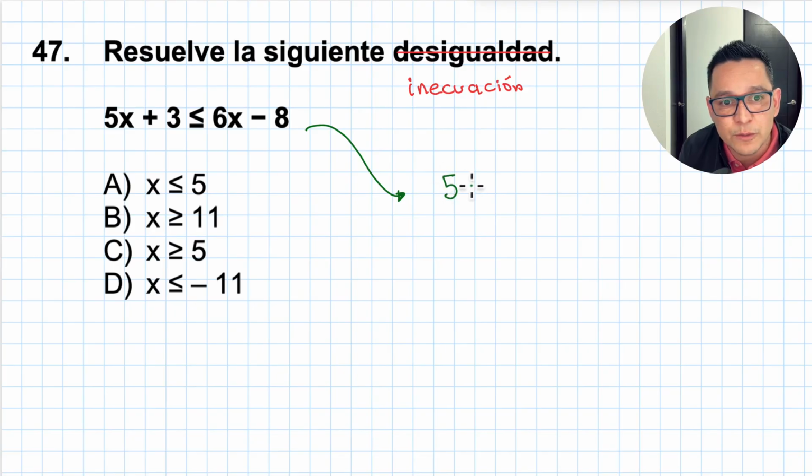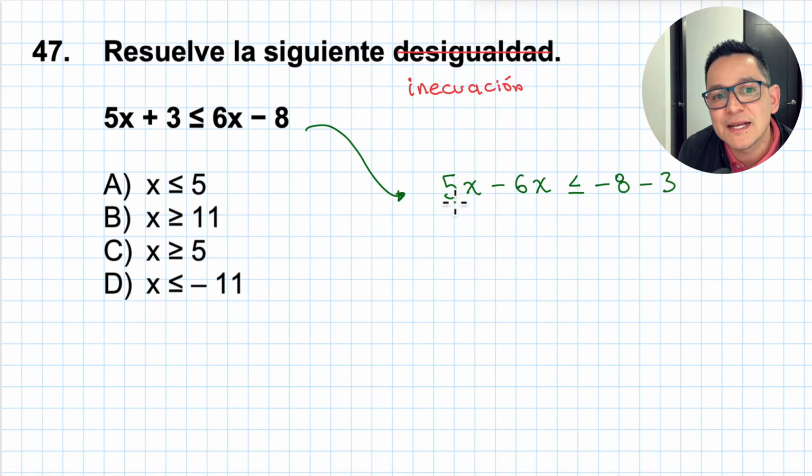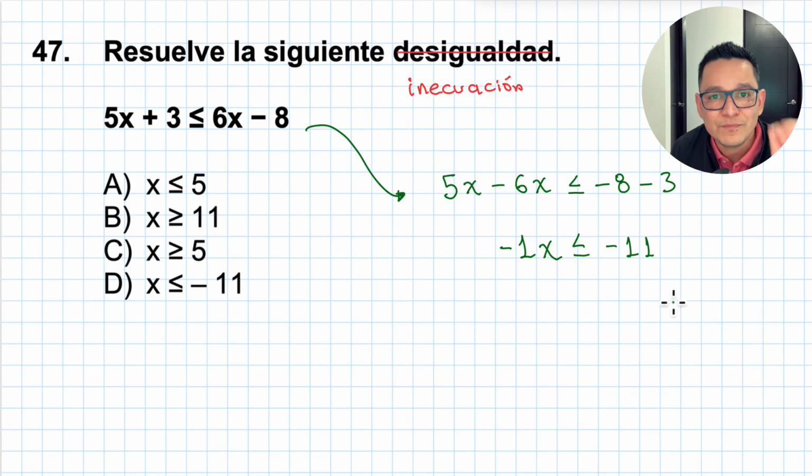So I'll leave the 5x on the left side, and this 6x, let me move it to the left side as a subtraction. Okay, on the left side. Now on the right side, we had a -8 and this plus 3. I'm going to move it as -3. I'm just moving this over, right? Is that okay? Here I have 5x minus 6x. Let me write it as -1x. We put the less than or equal sign, and on the right side, we have -8 minus 3, which is a total of -11. Now, inequalities can be solved almost the same way as equations, when they're linear.